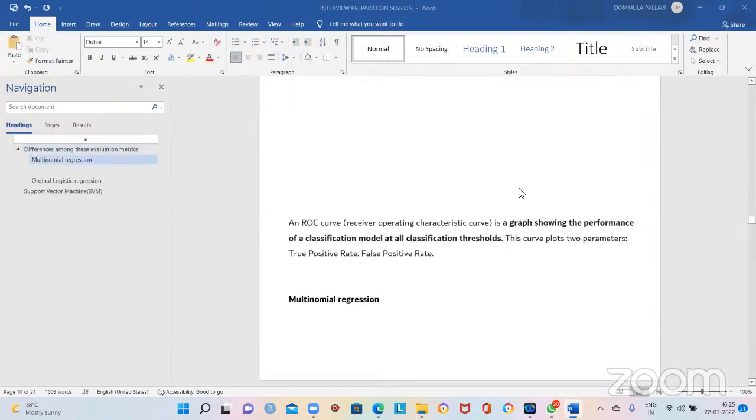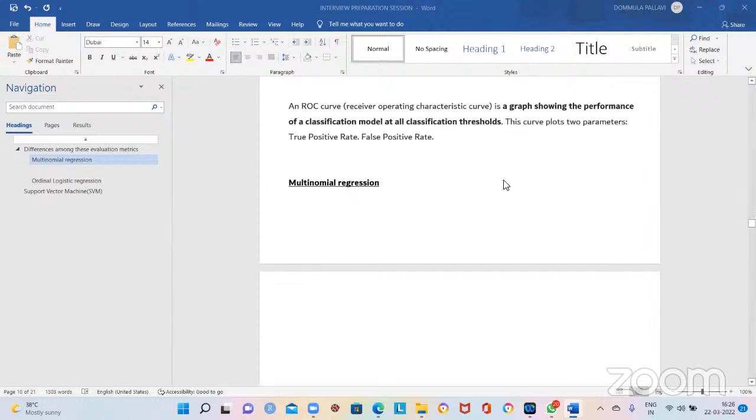Coming to the answer, an ROC curve, receiver operating characteristic curve, this is the full form, is a graph showing the performance of the classification model at all classification thresholds. This curve plots 2 parameters, true positive rate and false positive rate. These are the 2 parameters in ROC curve.